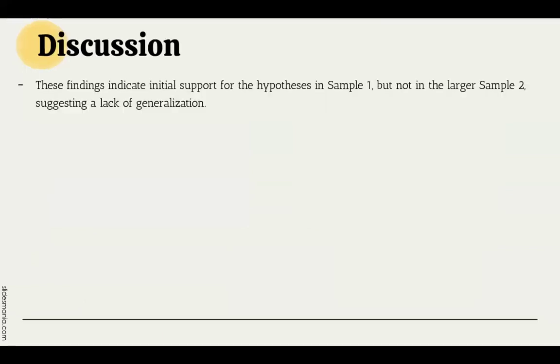So what could it mean? I think that these findings show initial support for both hypotheses in sample one, but it was not replicated in sample two, which suggests a lack of generalization.